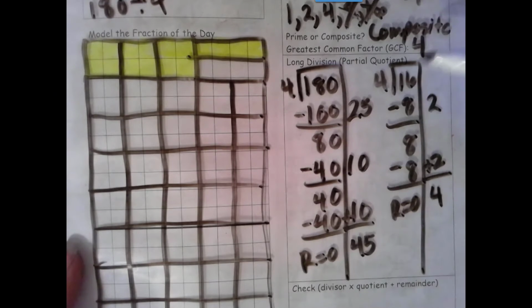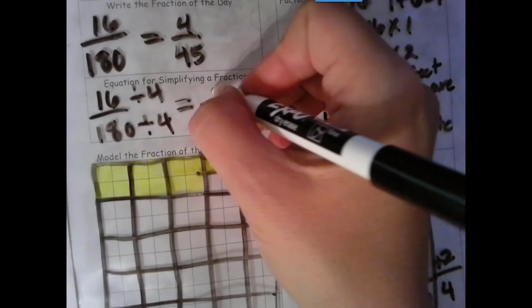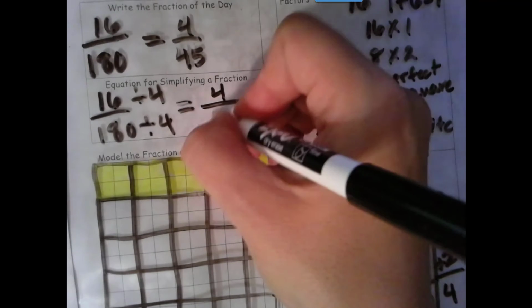Divisor times quotient plus remainder. Since on both of these our remainders are 0 and the identity property of addition says it's going to stay the same, I don't actually need to add them. 4 times 45 is 180. 4 times 4 is 16. 180 matches my dividend here. 16 matches my dividend here. So it checks. And that means my numerator is definitely 4 and my denominator is definitely 45.